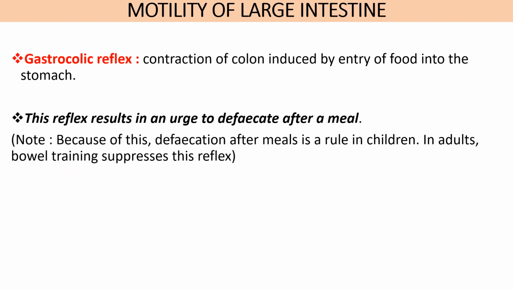There is a reflex that involves the large intestine called the gastrocolic reflex. It is the contraction of the colon induced by the entry of food into the stomach. The reflex is responsible for generating an urge to defecate after having a meal. In adult humans, bowel training suppresses this reflex, but due to underdeveloped neurons and lack of bowel training in children, the gastrocolic reflex is very active, and defecation or going to the toilet just after eating is the rule.